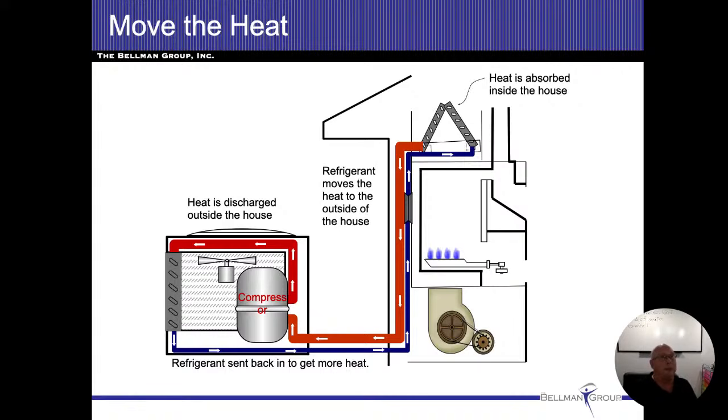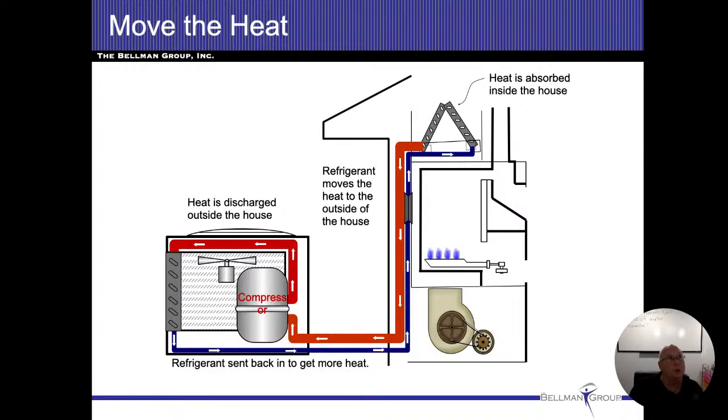So we'll start at the compressor. In that compressor is going to have a gas. That compressor is going to compress the gas. Once we compress the gas, we're going to raise the temperature. Usually it goes up to somewhere around 150 degrees. Let's say it's really hot out and it's 100 degrees outside, the refrigerant's going to be 150 degrees. The outside air is going to be 100 degrees. So the heat is going to be transferring from the refrigerant to the outside air.